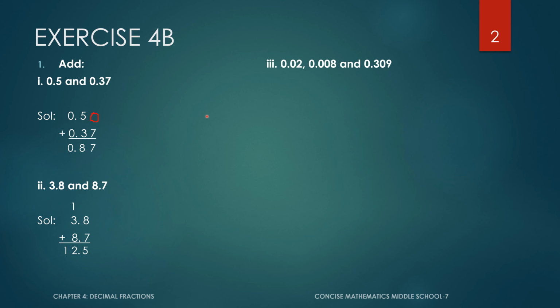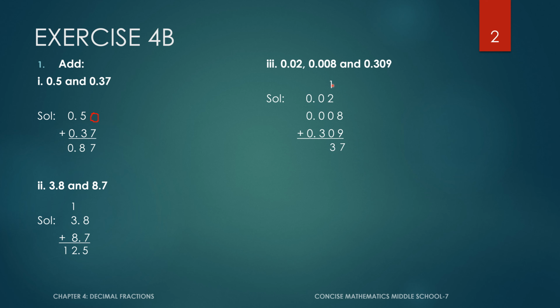And here is the third one. 0.02 plus 0.008 plus 0.309. Even here start adding from the ones place. So this one here is considered as 0, that is 0 plus 8 plus 9 will be 17. So put 1 on the top, that is in the tens place, and 7 in the ones place.